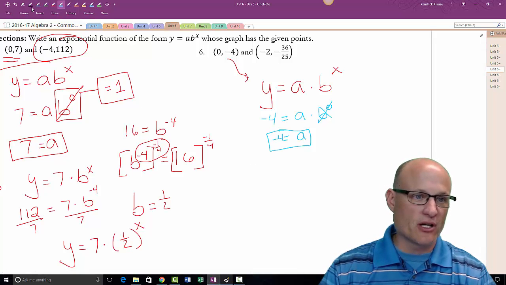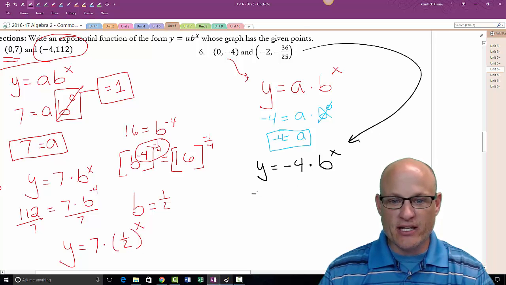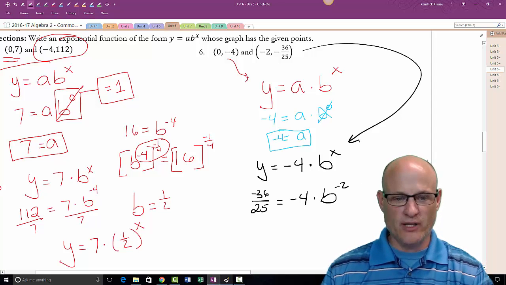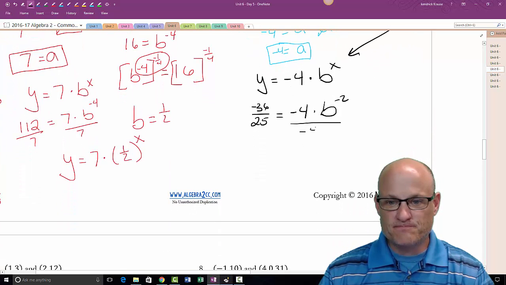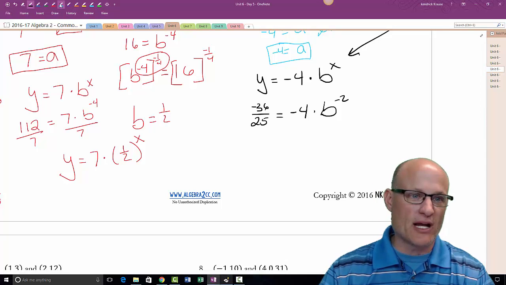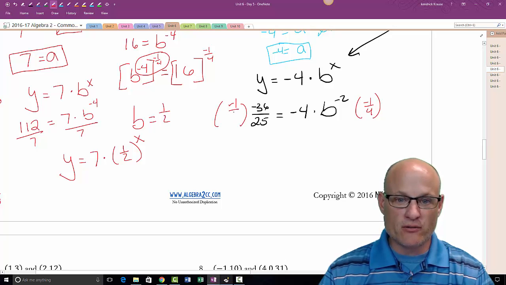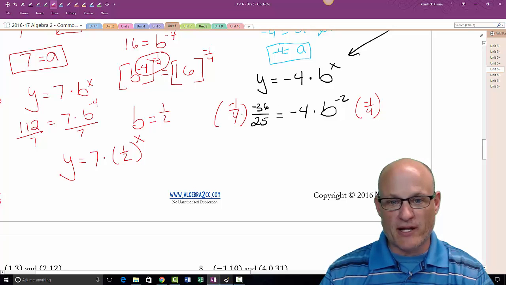So now I'm going to rewrite this. I'm going black. So y equals negative 4 times b to the x. Now I'm going to plug this point in. So negative 36 over 25 equals negative 4 times b to the negative 2. We've got to divide by negative 4. It's kind of annoying, isn't it? Because that would require me to use my calculator. So what I'm going to do is multiply both sides by the reciprocal, negative 1/4. If I multiply this, 4 goes into 36 9 times. So I end up with 9 over 25 is equal to b to the negative 2.